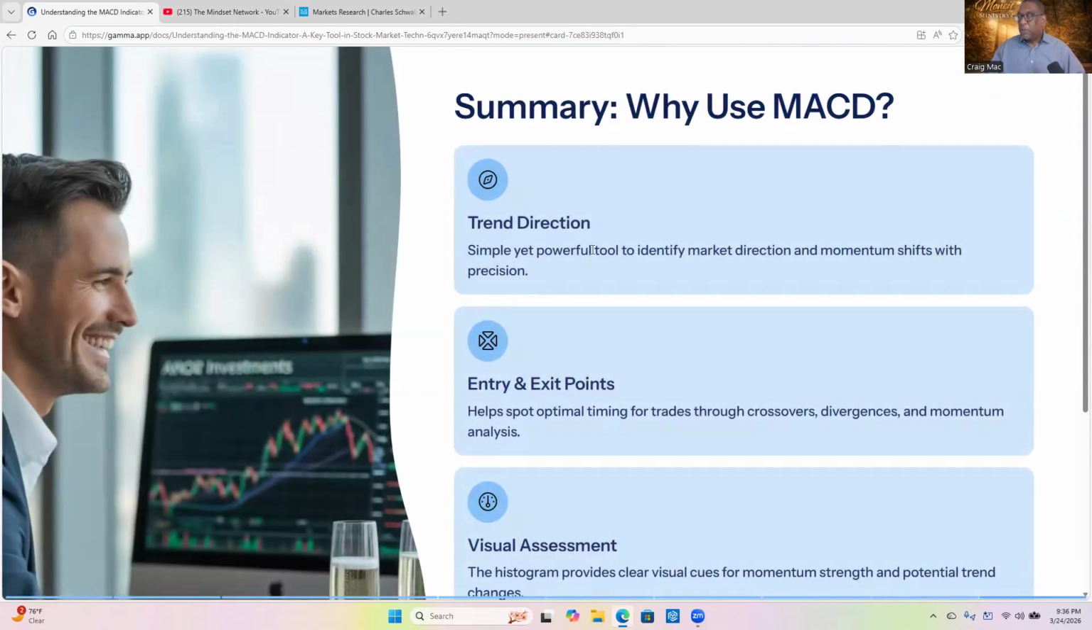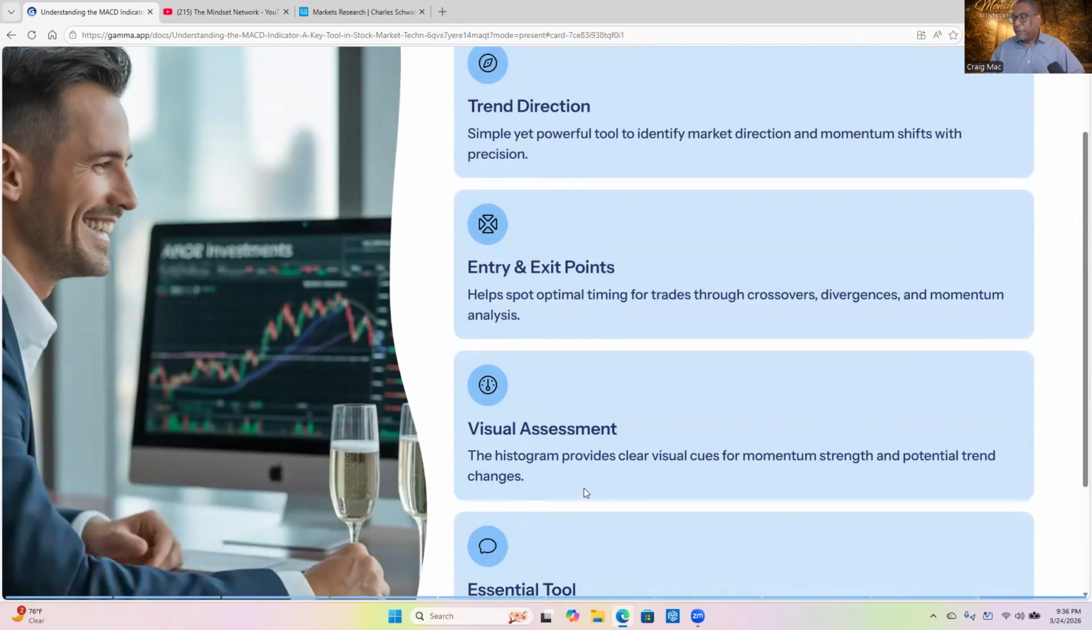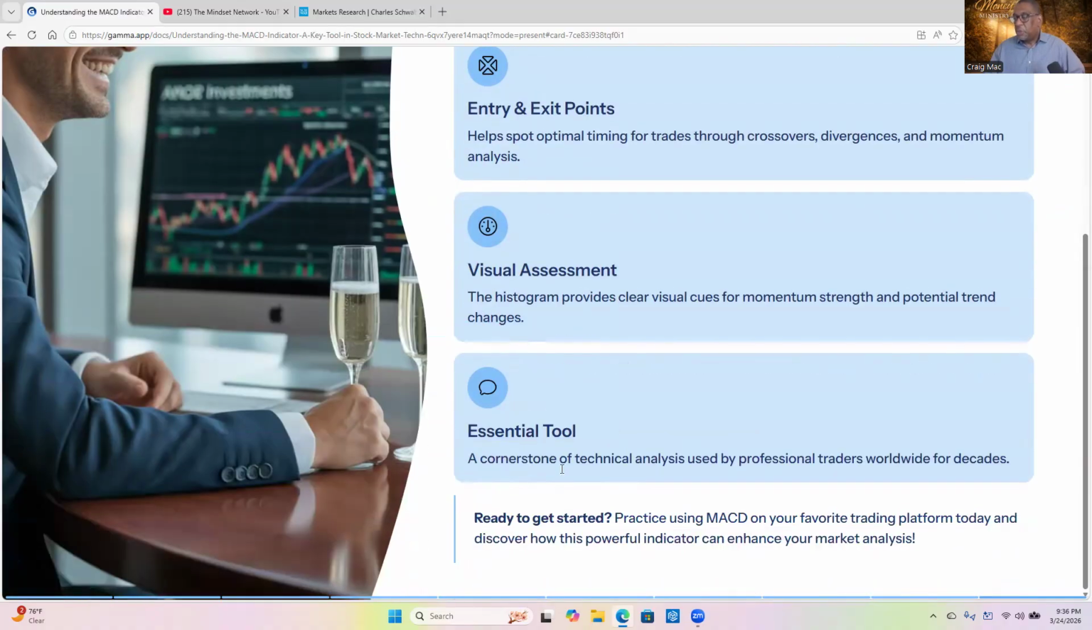All right, summary. Why use the MACD? It determines trend, can identify exit and entry points, and you can get a visual assessment using the histogram, the bars. It's an essential tool. Again, it's been used for decades amongst traders, and it is considered to be one of the most reliable technical indicators. So that does it for this particular session.